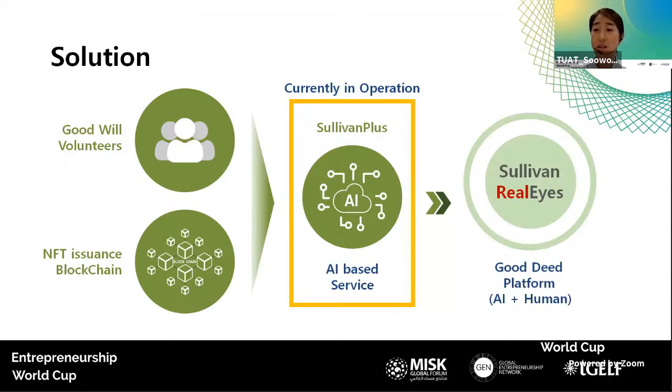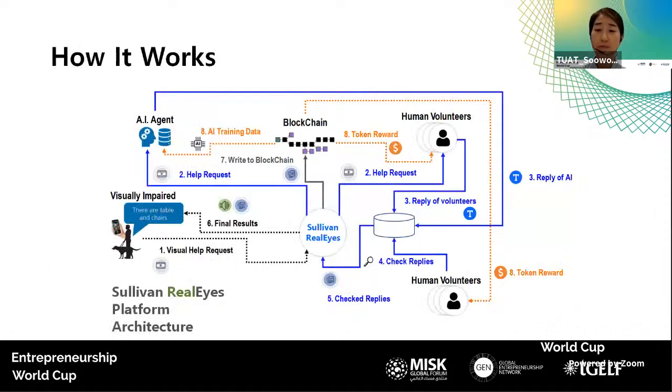This is the Sullivan Real Eyes. Sullivan Real Eyes is a platform that records the good deeds of volunteers who help the visually impaired and issues NFTs on the blockchain for them. Besides that, NFTs can be used as AI training data.